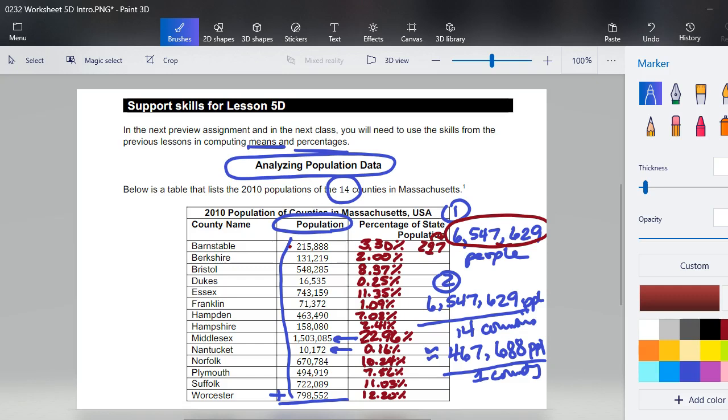Part A says Boston is the largest city in Massachusetts. If you had to make an educated guess based only on this table, in which county would you say that Boston is located? Since it is the largest city in Massachusetts, it looks like we would say it's in Middlesex, and that would be the 22%.